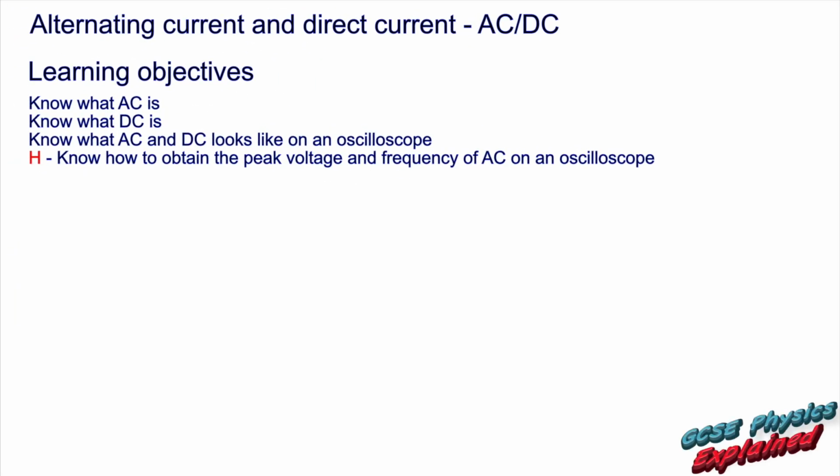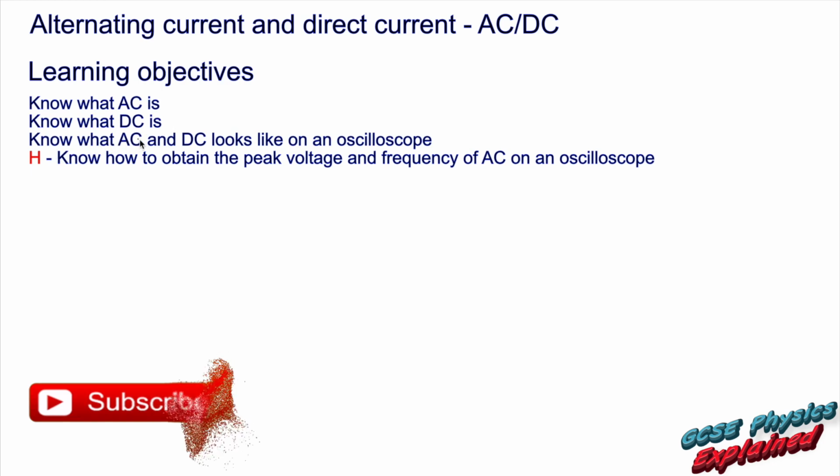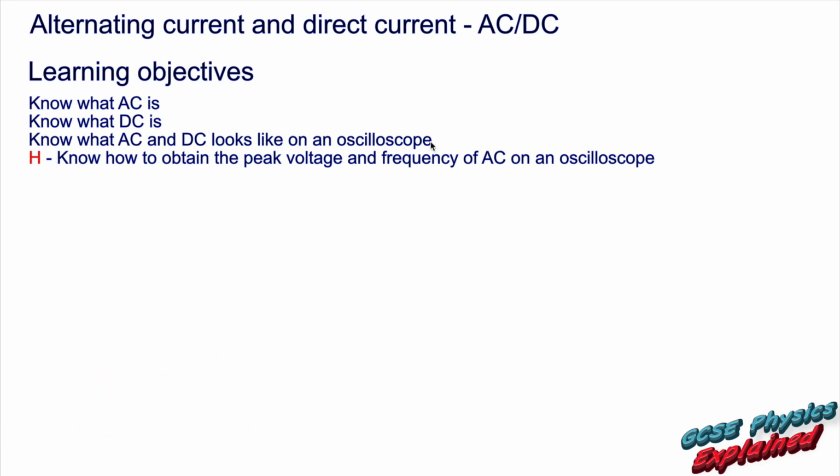Right, I'm going to tell you about alternating current and direct current. So basically, the learning objectives are, you've got to know what AC current is, know what DC current is, know what AC and DC look like on an oscilloscope screen, and if you're higher tier, you've got to know how to obtain the peak voltage and frequency of alternating current on an oscilloscope.